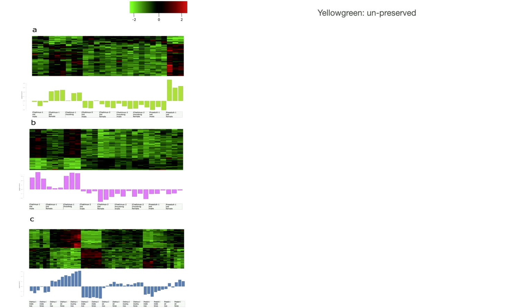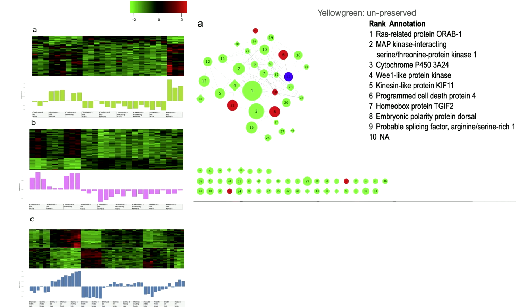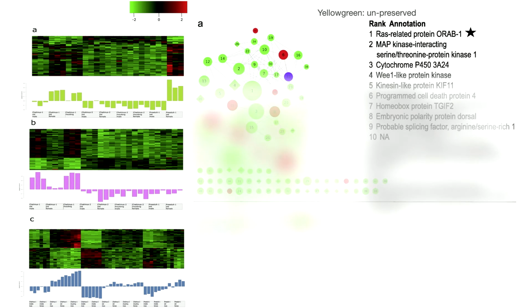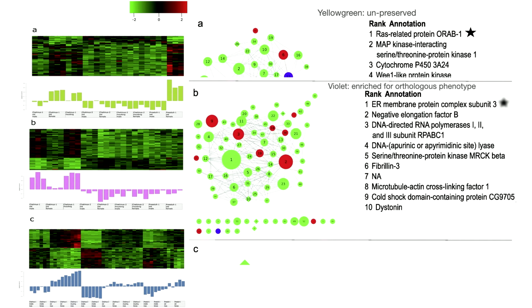Okay, then we have these. So we start with the yellow-green, which was unpreserved. And what did we do here? We chose, of course, the top candidates from each of the modules, right? And this is to knock down. This is one, Ras-related protein RAP1, was the annotation in Lice base.